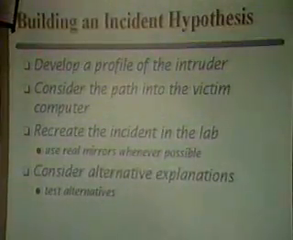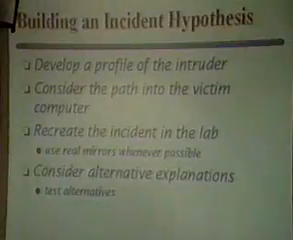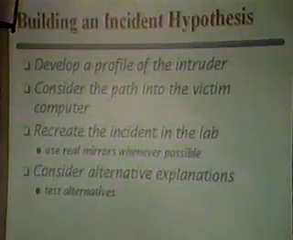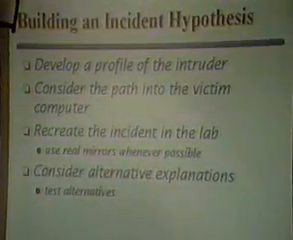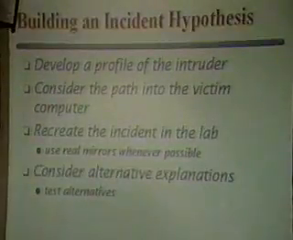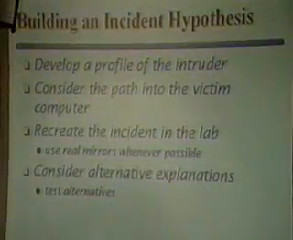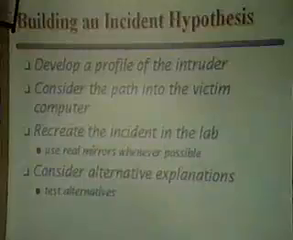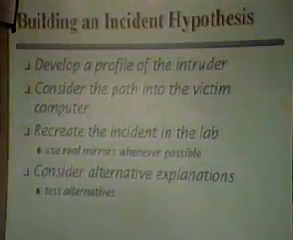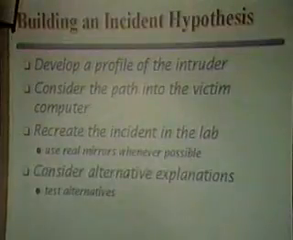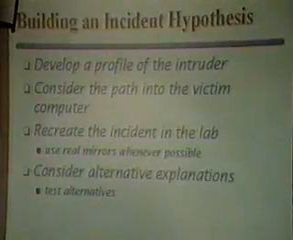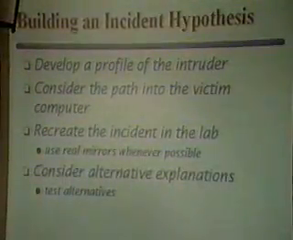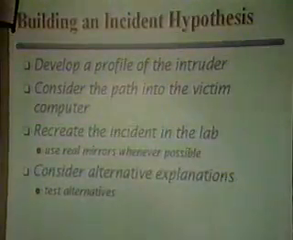And consider alternative explanations. Let me tell you, it's really embarrassing to go up before your boss with a report this thick of an investigation and say, we have absolute conclusive evidence that Joe did this. He had motive, he had means, and somebody in the back of the room says, but wait a minute, Joe was canoeing in the Rocky Mountains when this occurred, and it was an inside job. Well, could have been Joe. So test your alternatives.